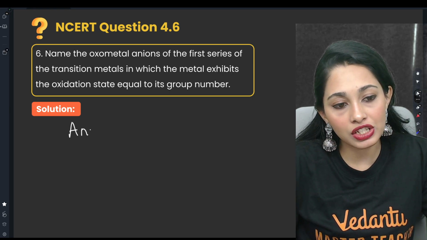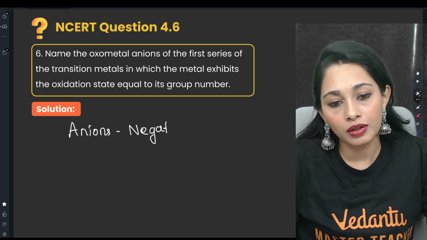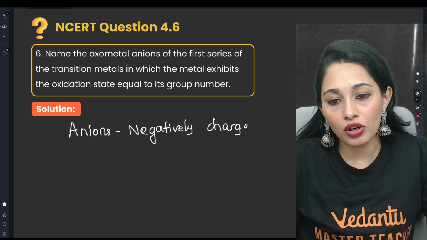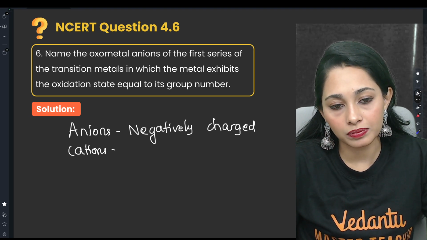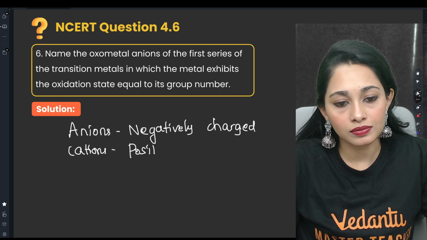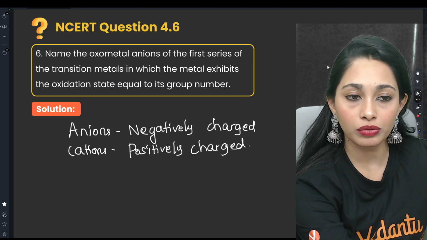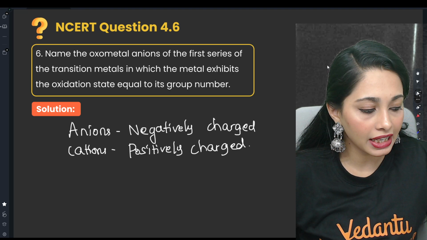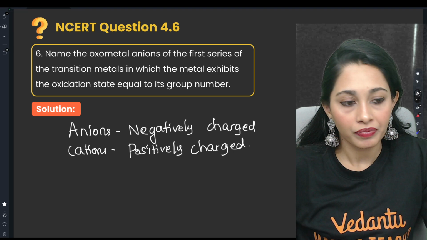Anions are negatively charged ions, while cations are positively charged. So which are the metals that belong to the first series of the transition metals? It starts from scandium. There is vanadium, chromium, and we have manganese, cobalt, etc.